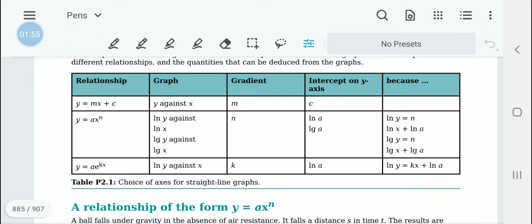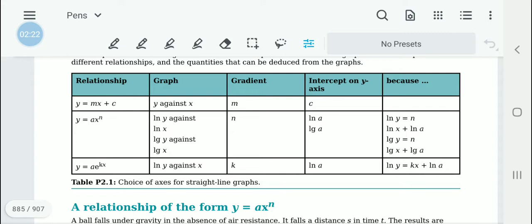This happens because in the first instance, natural logarithm of y is equal to n times natural logarithm of x plus natural logarithm of a. Then log of y equals n log x plus log a. So these are relationships that you must have in your mind.